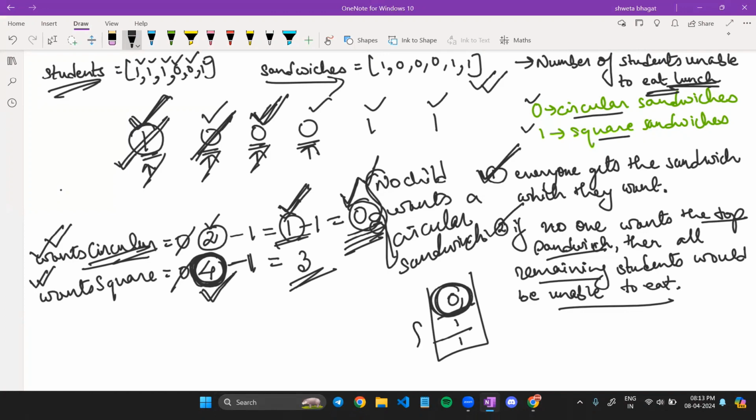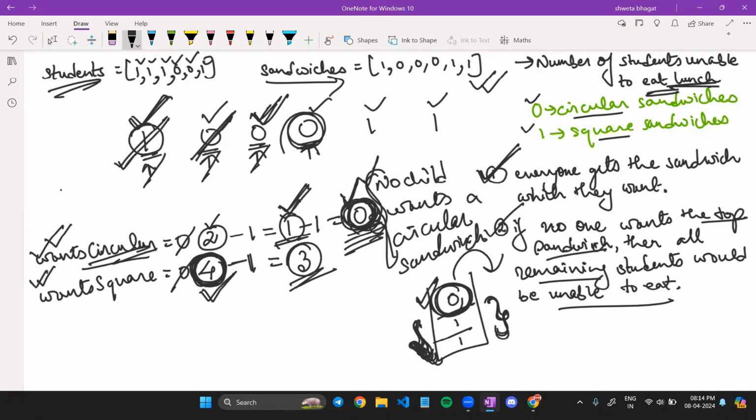Why? Because these 2 square sandwiches are present after this circular sandwich. Correct? And since we won't be able to remove this circular sandwich because no one wants a circular sandwich, we won't be able to assign these 2 square sandwiches to anyone. Correct? So whenever we find that a particular sandwich is at the top, but the count of students who want that sandwich is 0, what does it mean? It means that we can't take that sandwich out of the stack. So it simply means that we won't be able to assign any of the sandwiches which would be present after it. Correct?